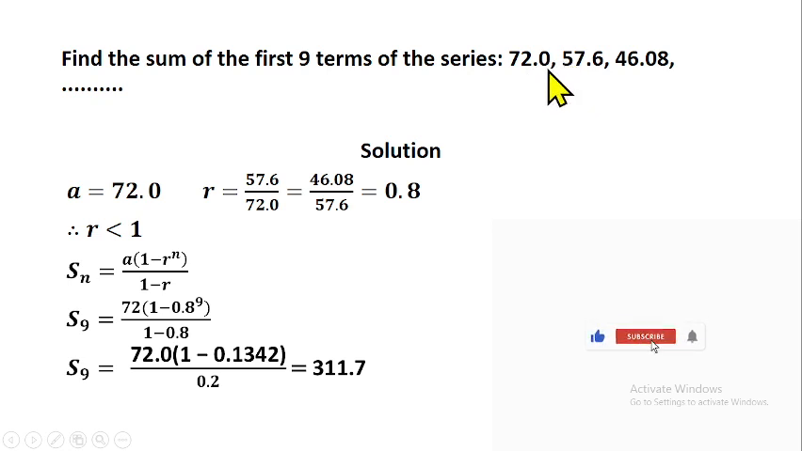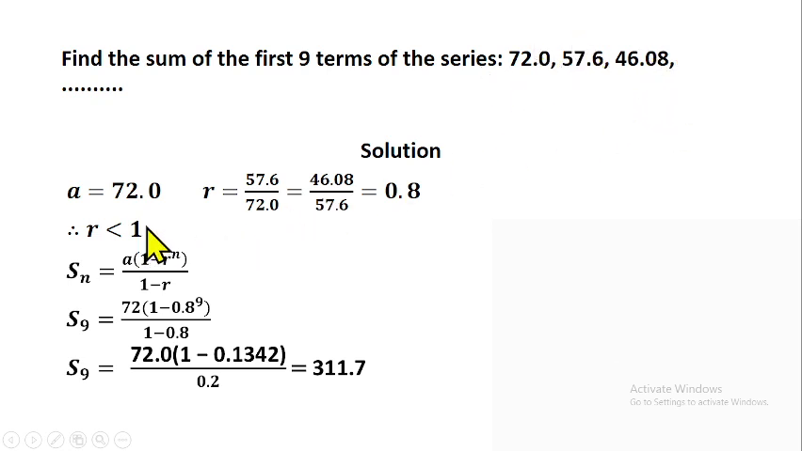Now, does it belong to AP? No, because AP is meant to have a common difference. 57.6 minus 72.0 is supposed to be equal to 46.08 minus 57.6, but they are not equal. So does it have a constant ratio? Yes. This divided by this is equal to this divided by this.